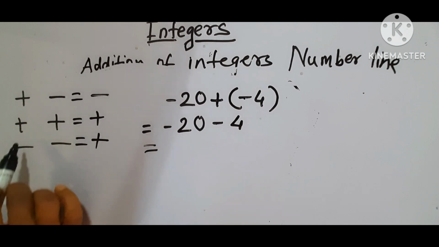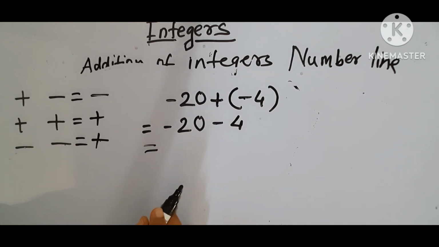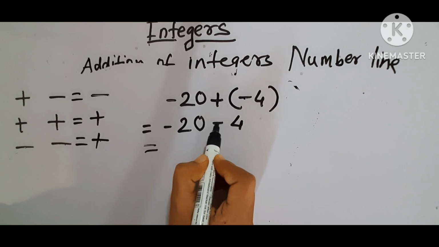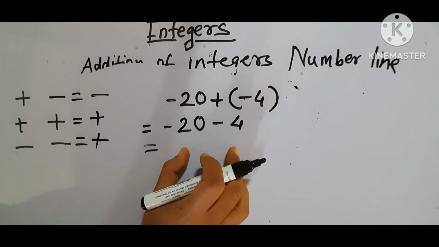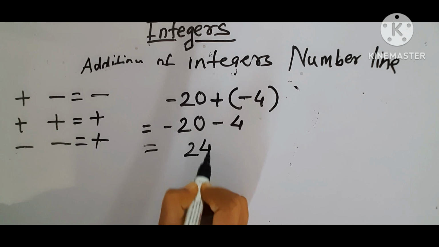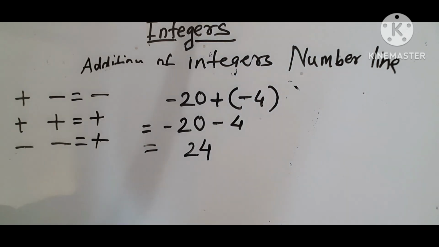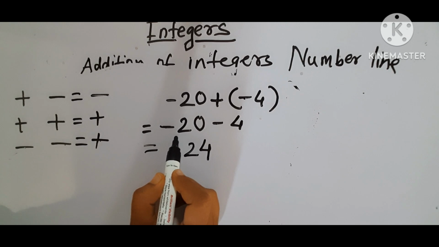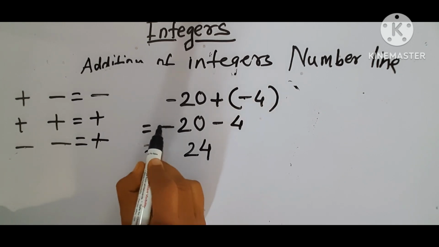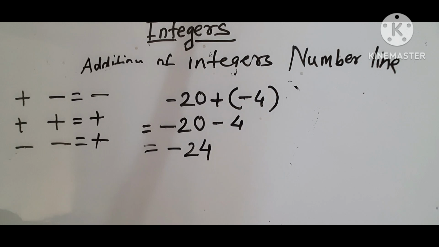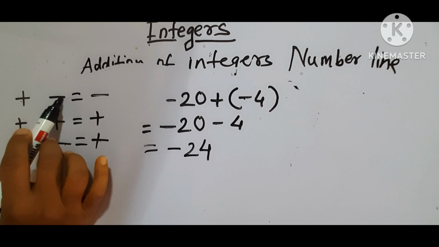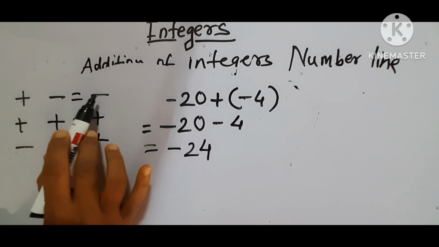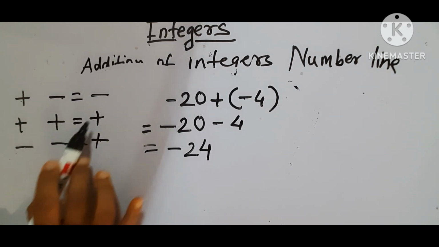Now what we know, minus minus we do addition, right? So minus 20 minus 4, we will do addition actually, and that will give 24. Okay, but we always give the sign of the bigger integer. Whatever is the sign of the bigger integer in our problem, we give that sign. So here it is minus, so our answer is minus 24. You have to keep this in mind that for opposite signs we do subtraction. For the same sign we do addition.